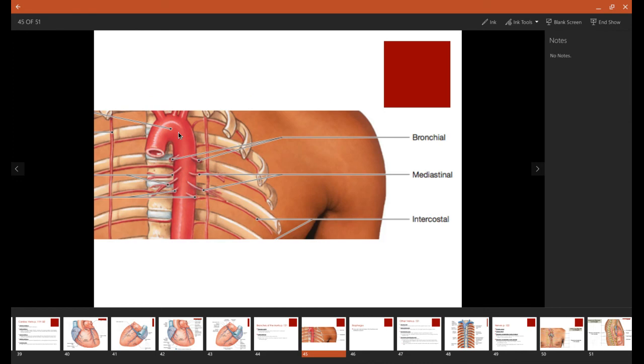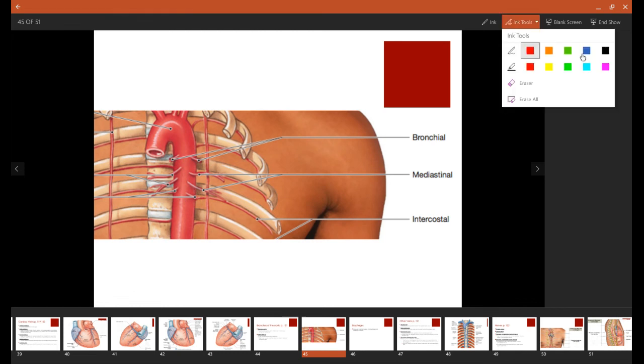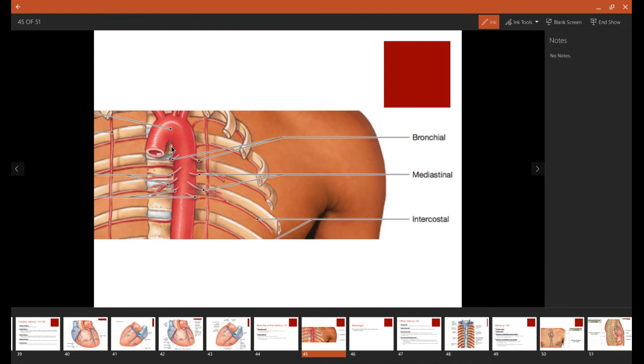So here's the arch right here. And so again, at some point, it's no longer curving around, it's going downward. And that would be called the thoracic aorta. So right about here, this line I just created, at this point, it's no longer curving, it's just heading downward. That is the thoracic aorta. Coming off each side in pairs, those will be the intercostal arteries.